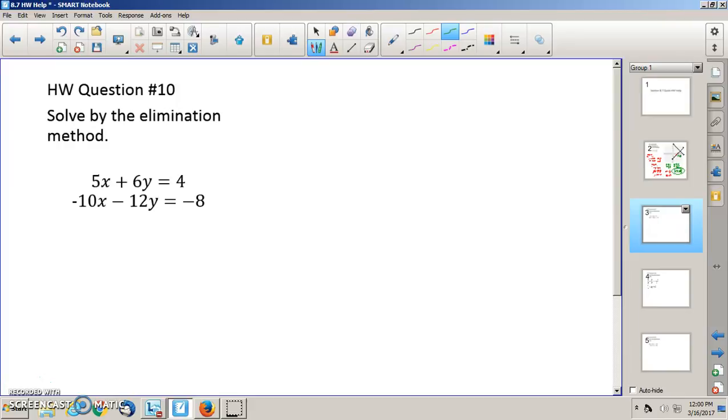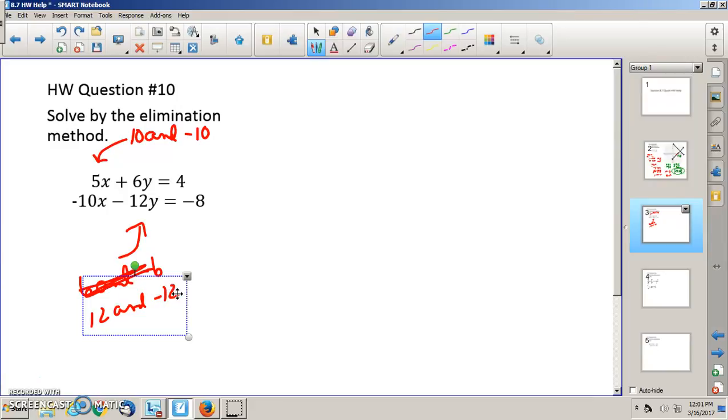And it looks like if we were to select the x coordinates, we can get 10 and negative 10, which is already there. If we select the y coordinates, we can get 6 and negative 6 as opposites, because 10 plus negative 10 is 0. For 6 plus negative 6, it would be 12 and negative 12. So 12 and negative 12. You can turn the 6 into a positive 12 by multiplying by 2.